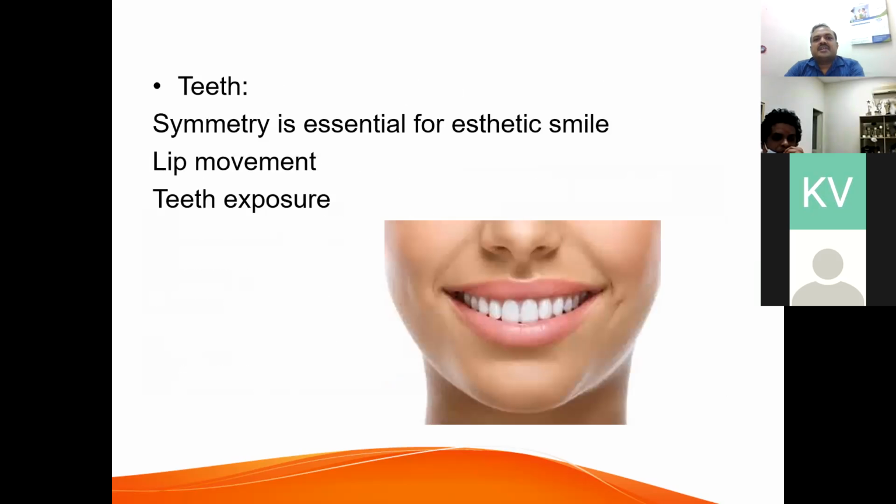The symmetry of the teeth is essential for an aesthetic smile. The lip has to move concentrically and the exposure of the teeth should be even when the patient is smiling in a full aesthetic smile. So there is a minimum of 2 to 3 millimeters of gingival show that will be visible at full exposure.